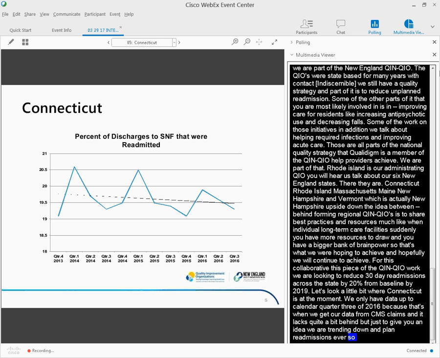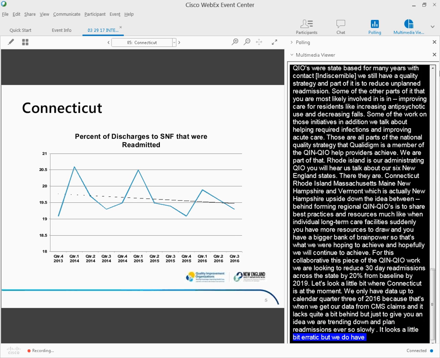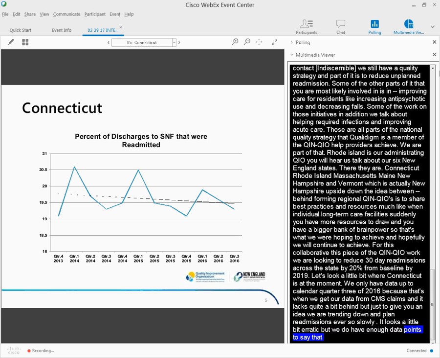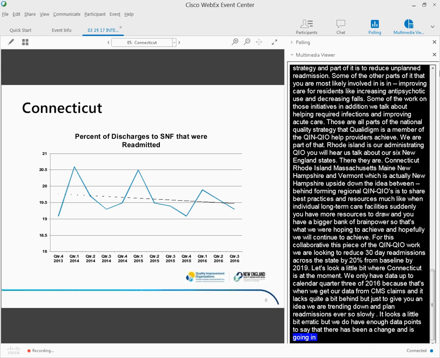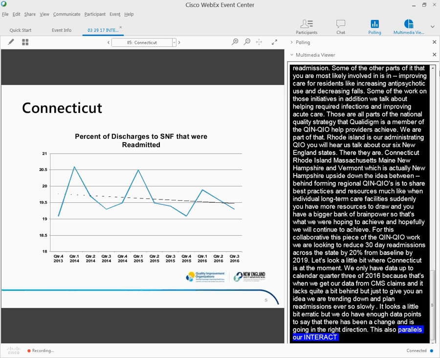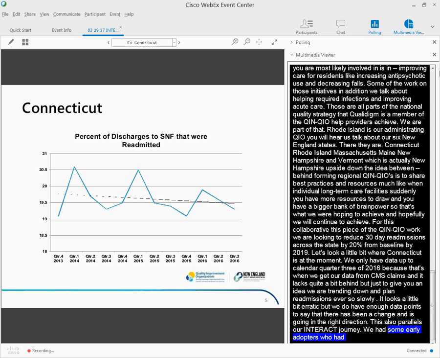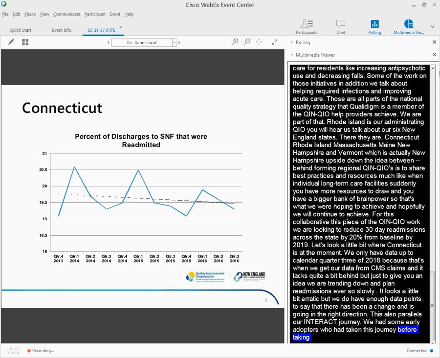Enough data points under the median to say that there has been a change and it's going in the right direction. So currently, and this also parallels our Interact journey, we began implementing Interact across the state, although we had some early adopters who had taken this journey before Qualidigm took it on. But we really went for it around Q1 of 2015. So we're slowly moving in the right direction, and it's a good thing.